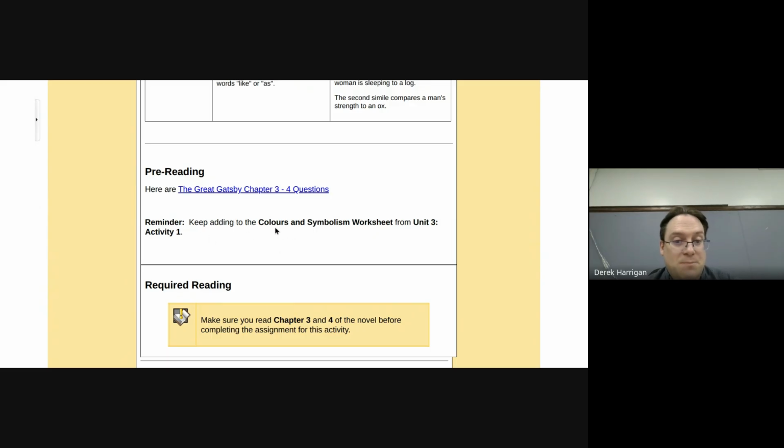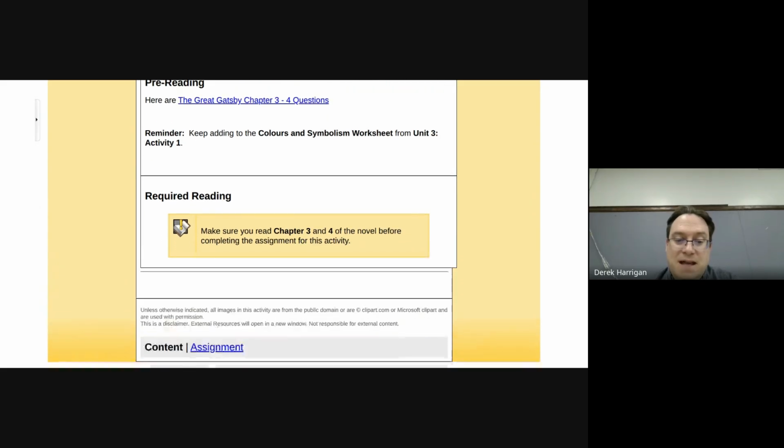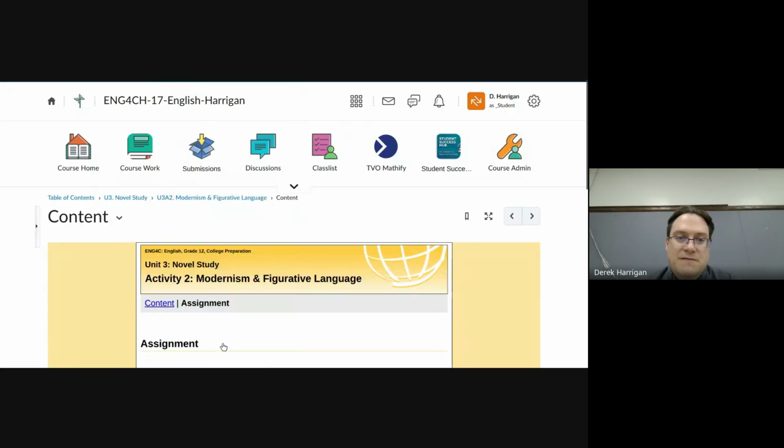Also, remember to keep up with your colors and symbolism worksheet, which I posted in Unit 3, Activity 1. Remember, you're trying to identify examples of objects, people, different things in the book that are labeled different colors. So you're looking for gold and yellow and white and blue and gray and green. And you're just trying to identify different objects or different people that are labeled as different colors. Okay. With that said, we go to our assignment for the week.